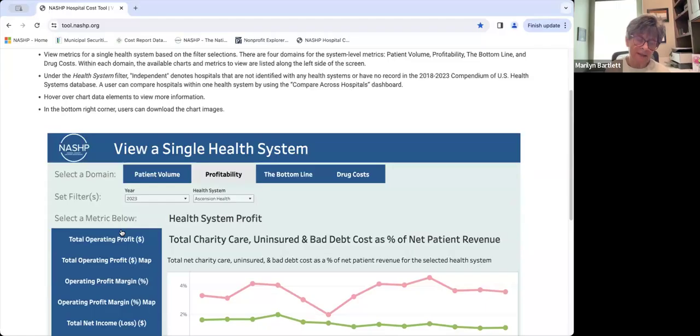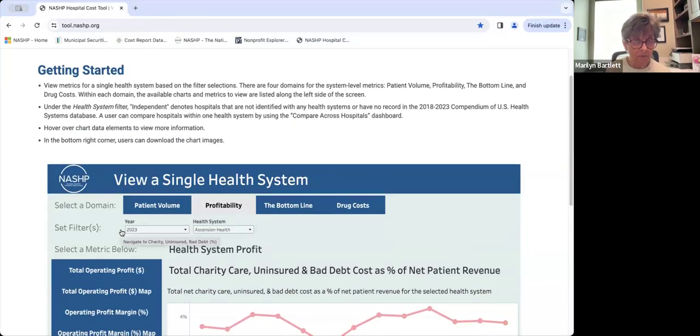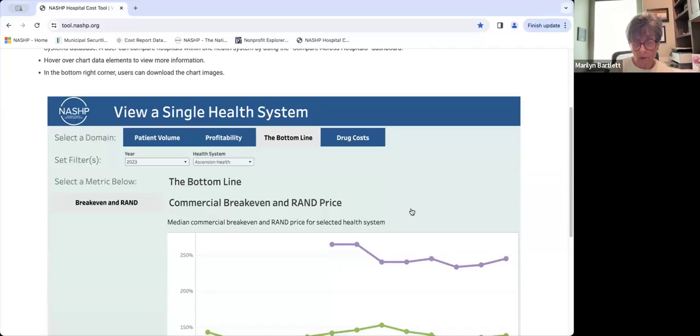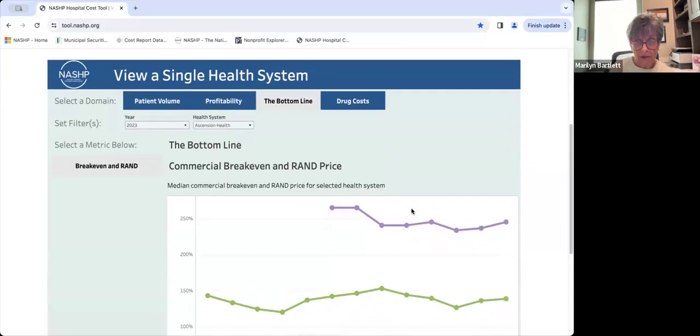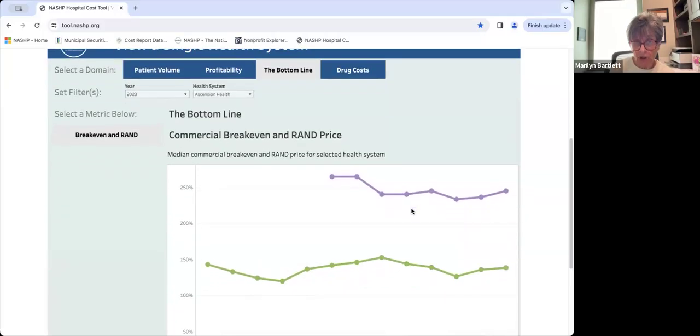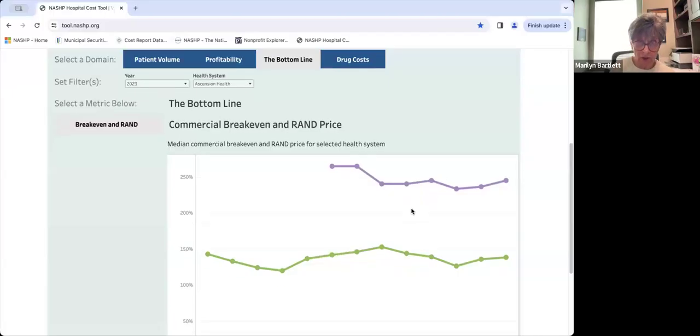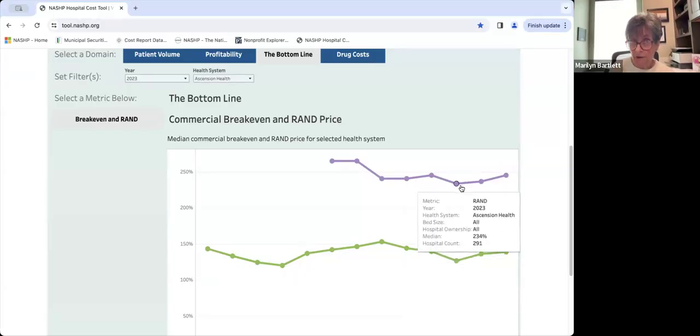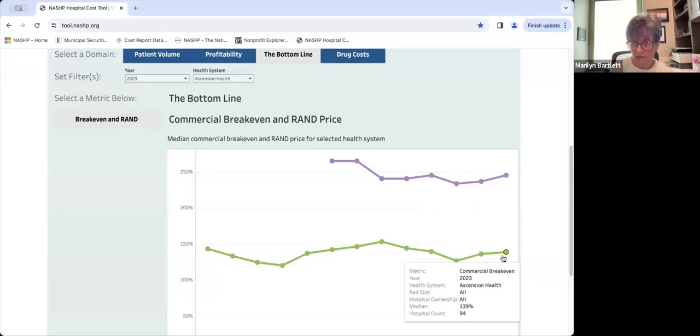So we bring in a lot of the same data, but the key point on systems is we're now showing total, not median. The bottom line, we look at break even and RAND. This is the median commercial break even for all of Ascension hospitals. And again, you can see it's 94 hospitals. The break even median is 139. We use the median from RAND for the same Ascension hospitals, and you can see that difference.